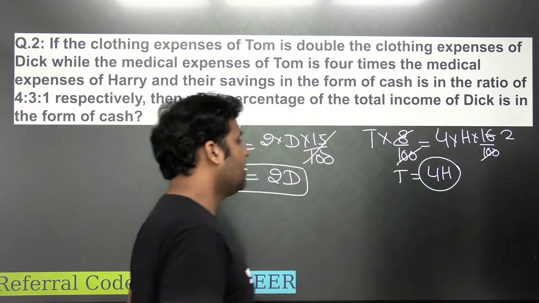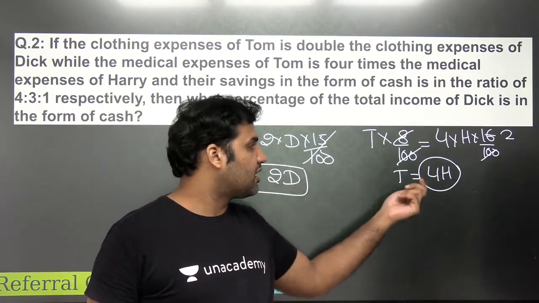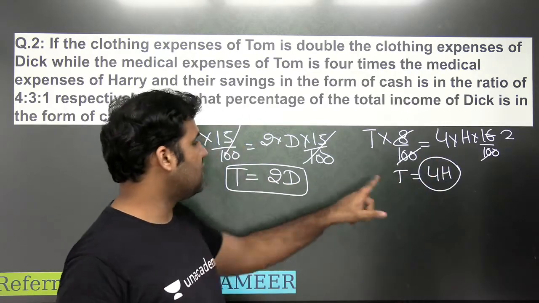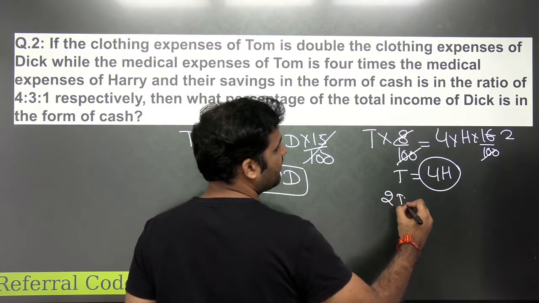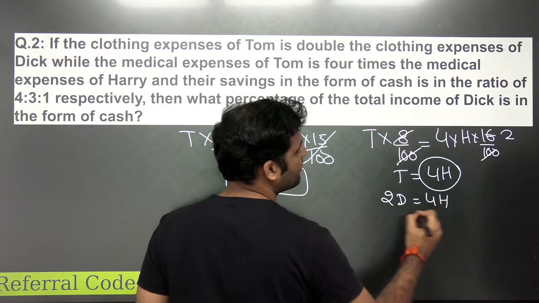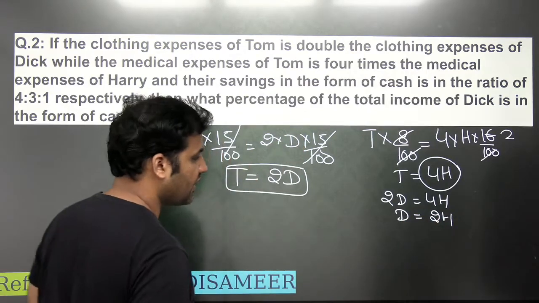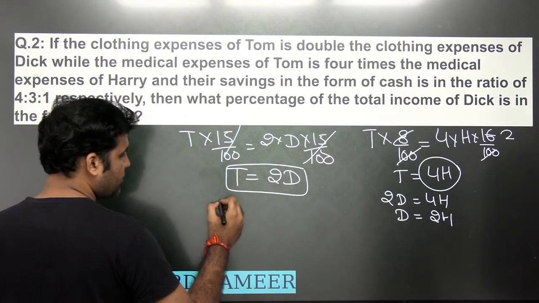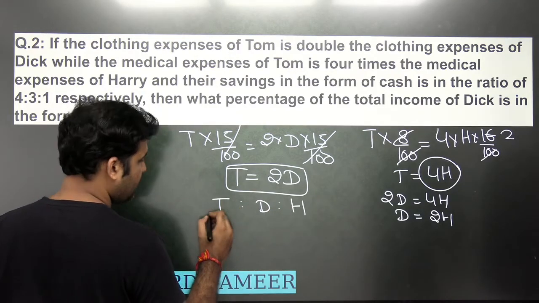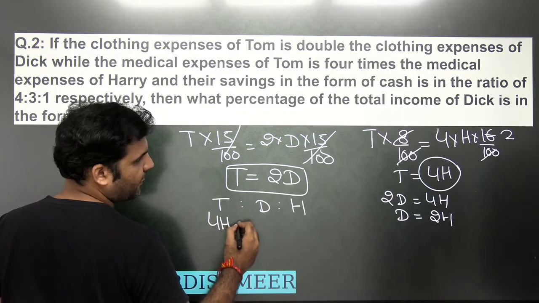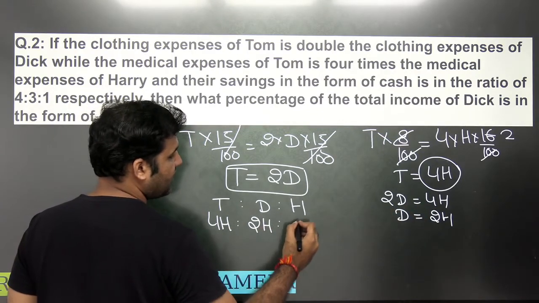So you see that we now have Tom's income in terms of Dick's income and Tom's income in terms of Harry's income. You see that T is 4 times of H. Can I also write down 2 times of D's income will be equal to 4 times of Harry's income. So this tells you D's income will be equal to 2 times of Harry's income. Now, can I write it down in terms of ratio? You see Tom, Dick and Harry. Tom's income is 4 times of H. Alright, D's income is 2 times of H. And Harry's income will be H.